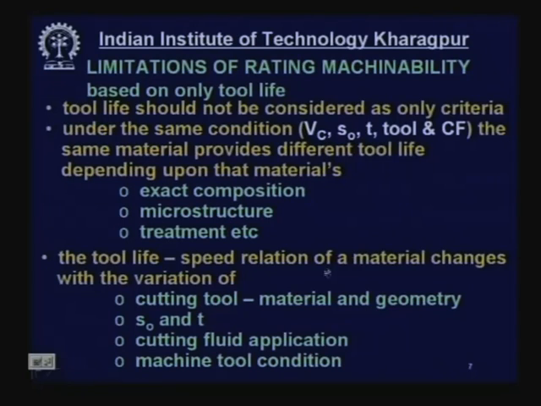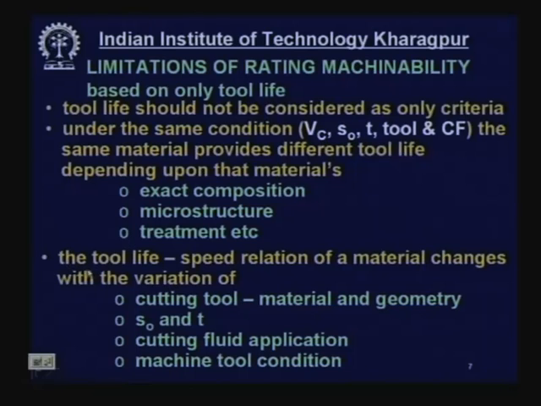A coarse structure will give lesser force and longer tool life, and if the microstructure is fine, then the cutting force will be large and tool life will be less. Treatment: if the same material is hardened, its machinability rating will be low. If the same material is annealed, softened, the rating will be high. So, it varies from condition to condition for the same material.